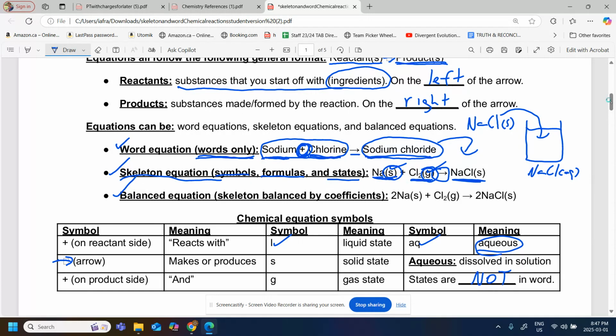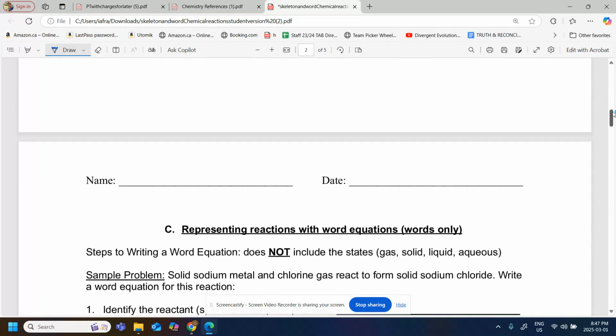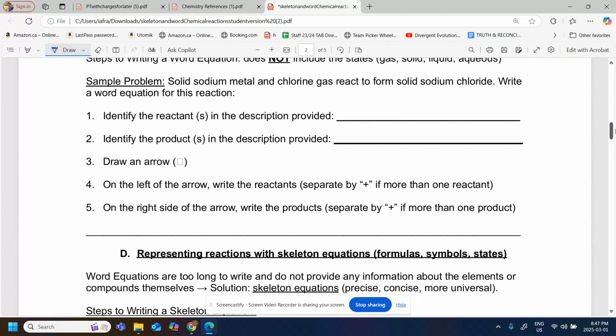And then you have something called a balanced equation. We'll see that in more detail later on, but you can probably already see the difference between the two. The balanced equation has big numbers in the front to make sure the atoms are the same on both sides, and you'll learn about that in more detail later on. For this lesson in particular, we're going to focus on word equations and skeleton equations and make sure we follow the rules. So let's do an example over here.